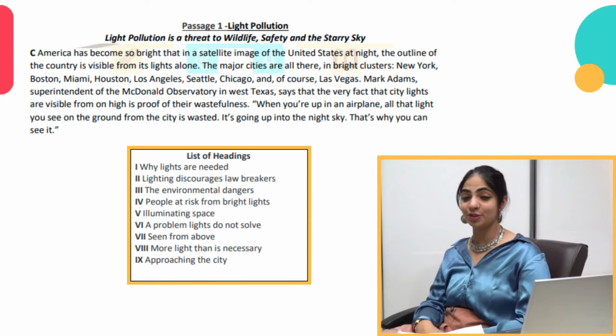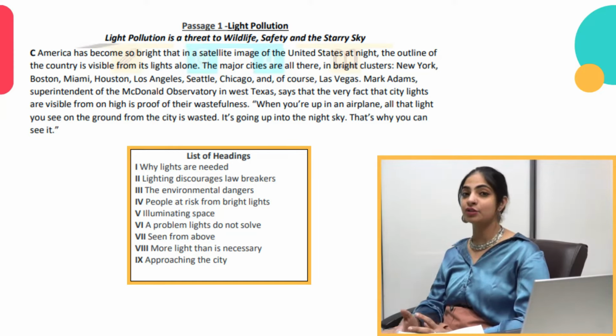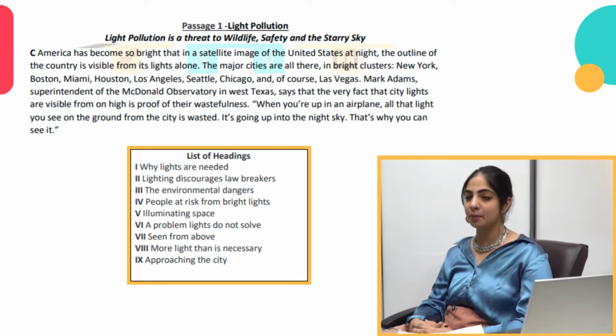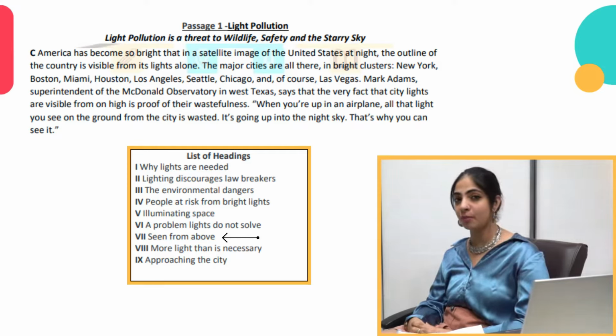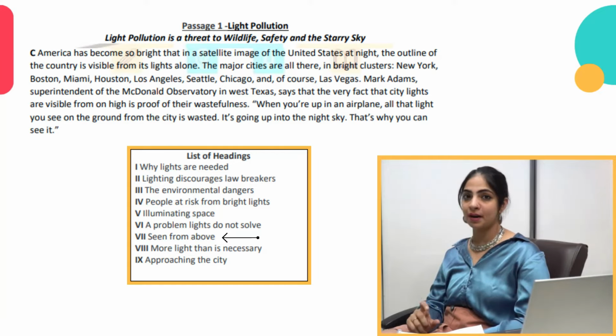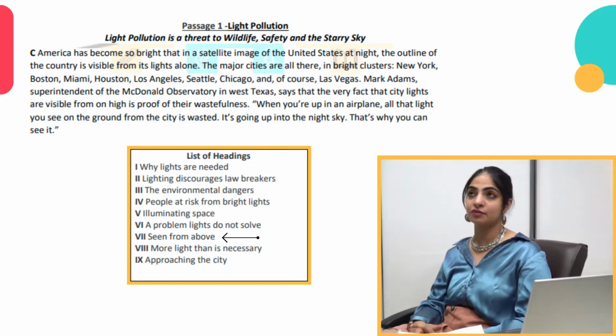Were they talking about something positive or something negative? Well, they were actually talking about something negative and were saying that if you see all that light from the satellite image or when you're up in the aeroplane, it's all totally wasted. Means the right option is seventh, seen from above. Why seen from above? Throughout the paragraph, they're talking about satellite images, which are normally up in the sky, and then from an aeroplane. Aeroplane again is when you see from above.